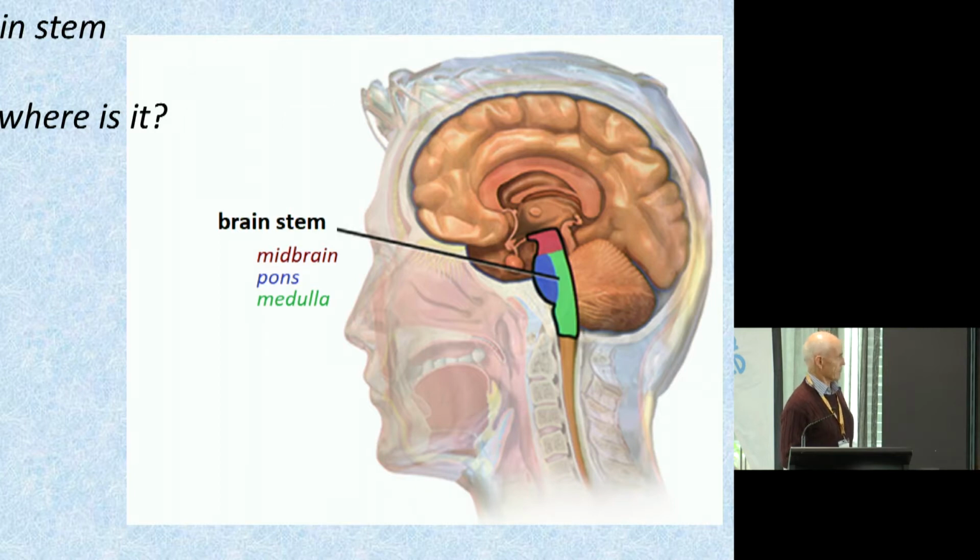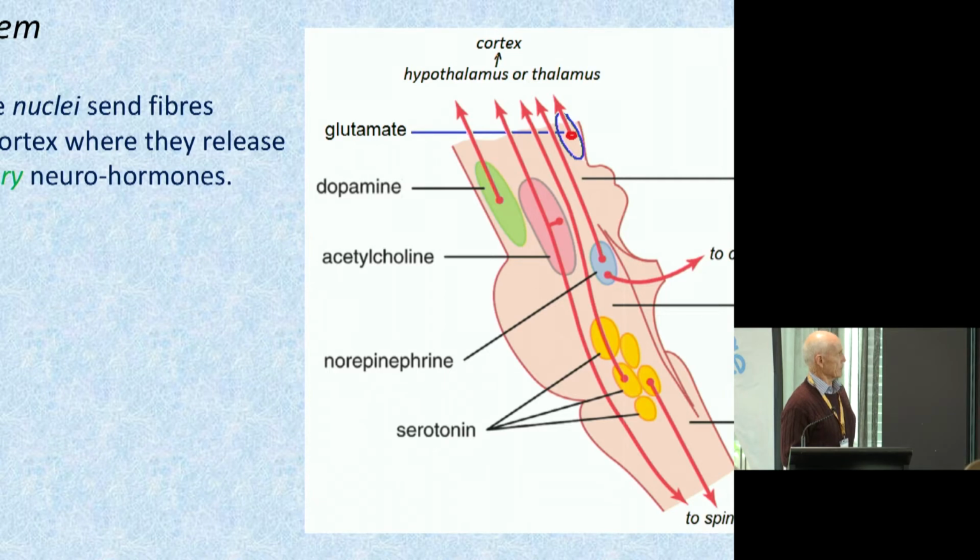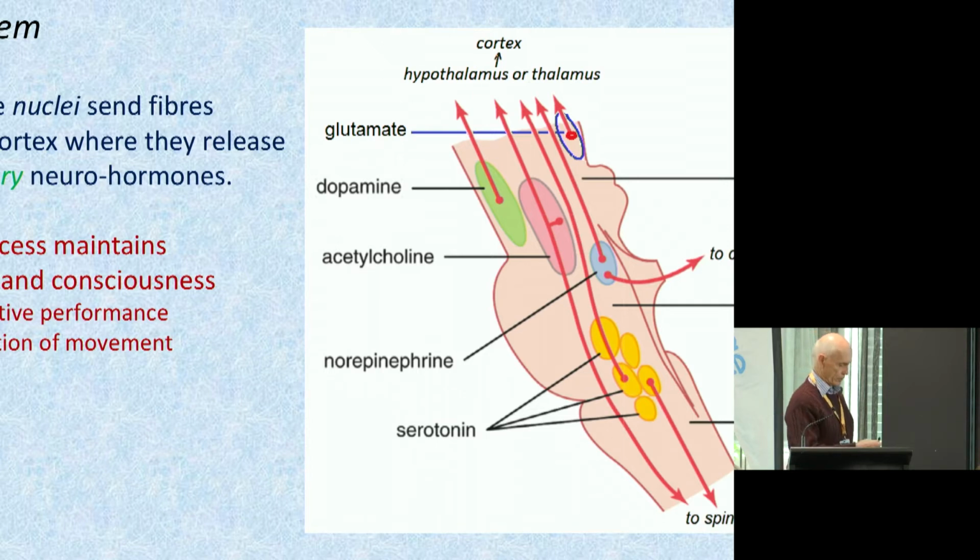The brainstem is there at the top of the spine, at the base of the brain. It's got connections basically everywhere. It's made up of the midbrain in red, the pons, and the medulla. So the brainstem, what does it do? It contains multiple small nuclei, they're called, which are just centres or areas, if you like, which send fibres to the cortex, where they release excitatory neurohormones. And they're listed there on the left, and you'll recognise a lot of them. This process maintains arousal and consciousness, and it impacts on cognitive performance and enables initiation of movement.